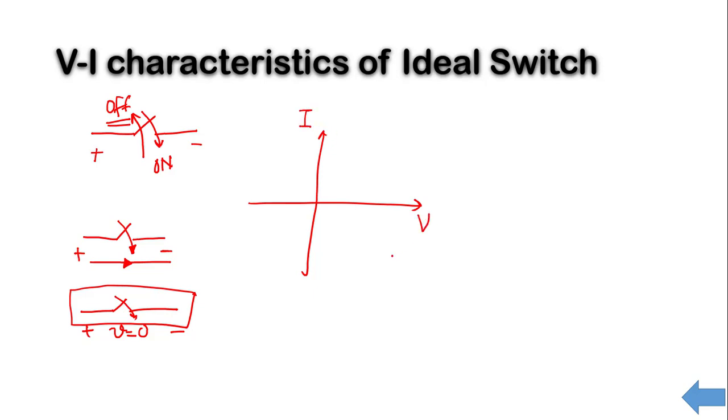If you want to represent it by a graph, on this axis I am having the current I, and on this axis I am having the voltage. So basically I am trying to draw the IV characteristics of an ideal switch. As you all know, in the open condition, it is blocking the voltage, so no current is flowing. And once it is turned on, the voltage across it becomes zero, and it will conduct the current, which is limited by the load resistance. So these are the ideal VI characteristics of an ideal switch.